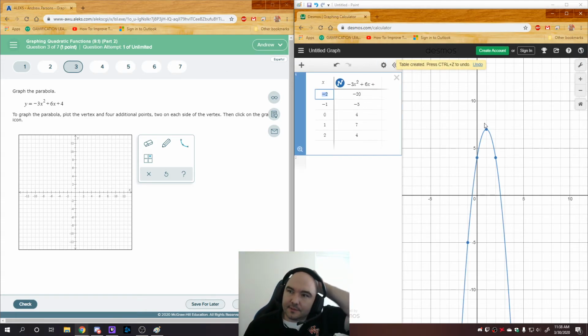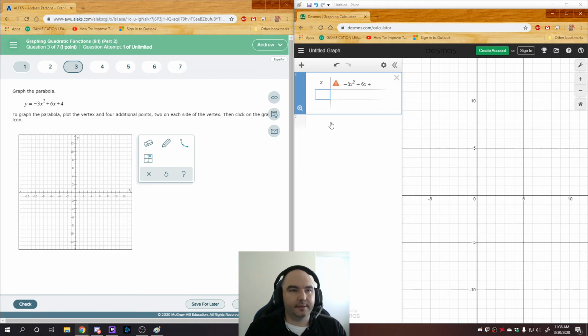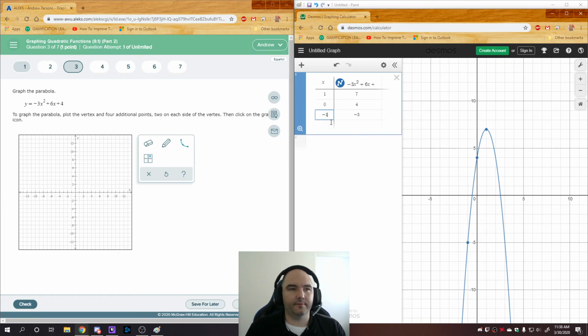The table does have some points that are actually pretty good, but it doesn't have everything I want. So what I recommend is, by default, just delete it all. It's fine. Type in 1, because remember, the vertex was at 1, 7. You got to remember that. Then I write 2 smaller numbers, 0 and negative 1, and 2 bigger numbers than 1, 2 and 3. And it gives me all the points I want.